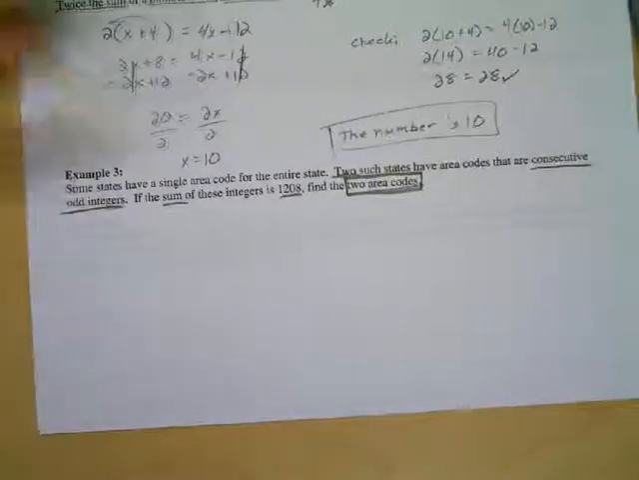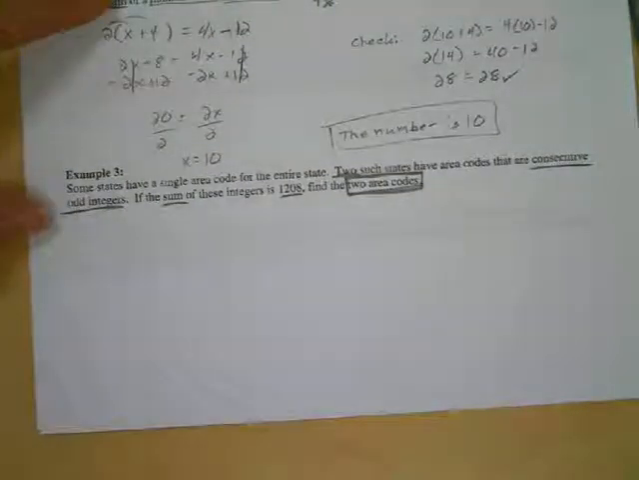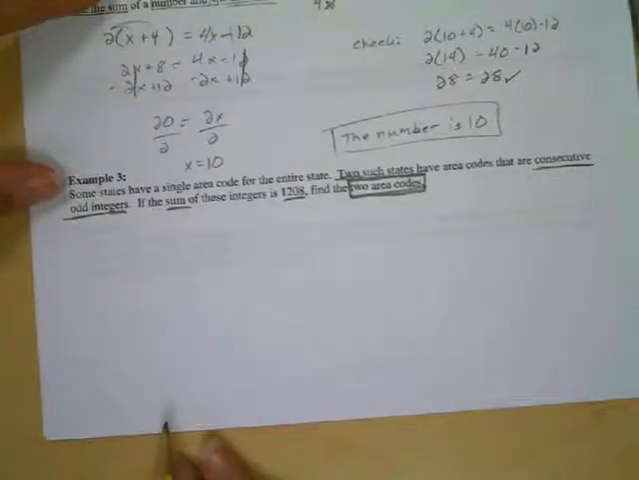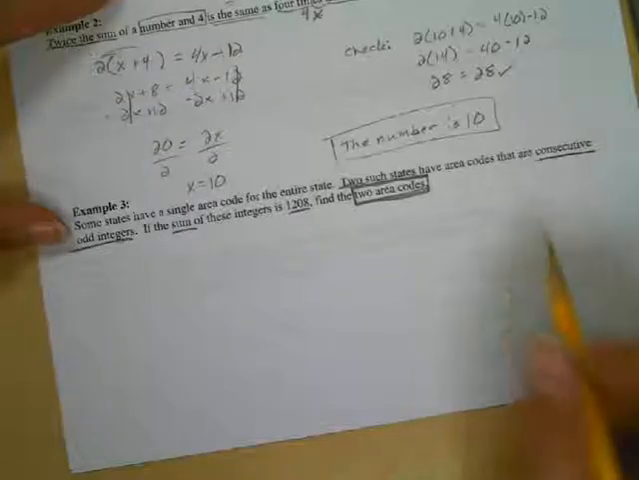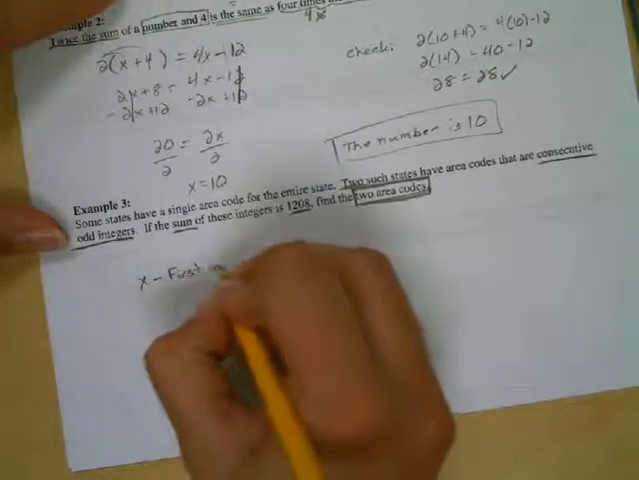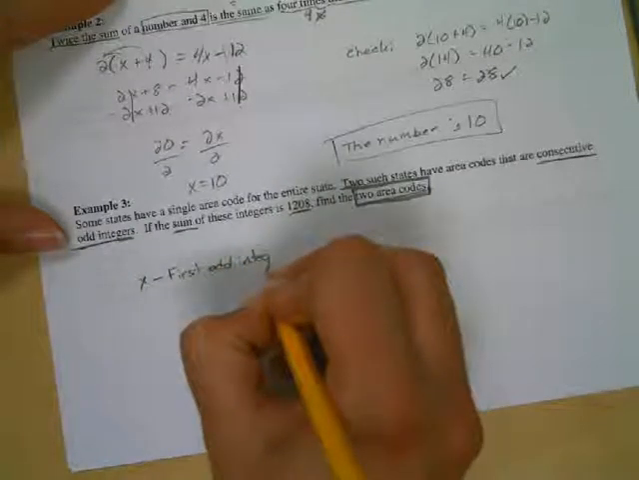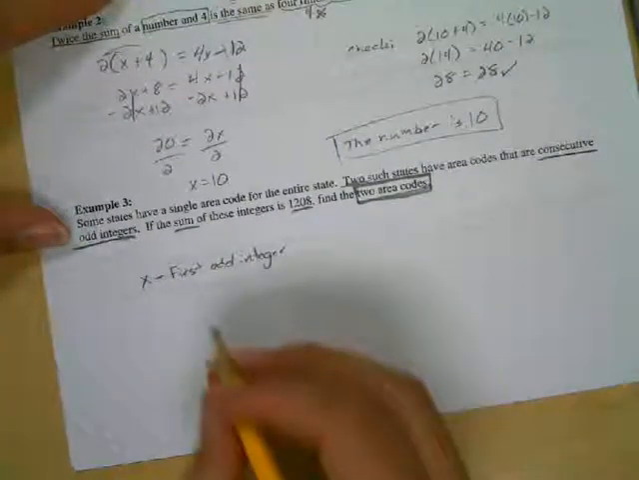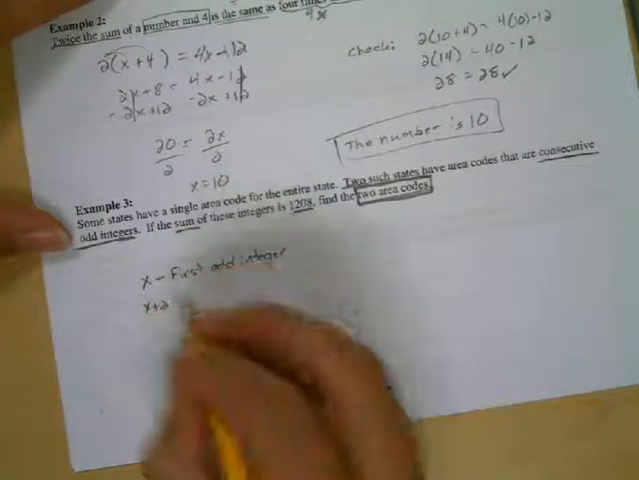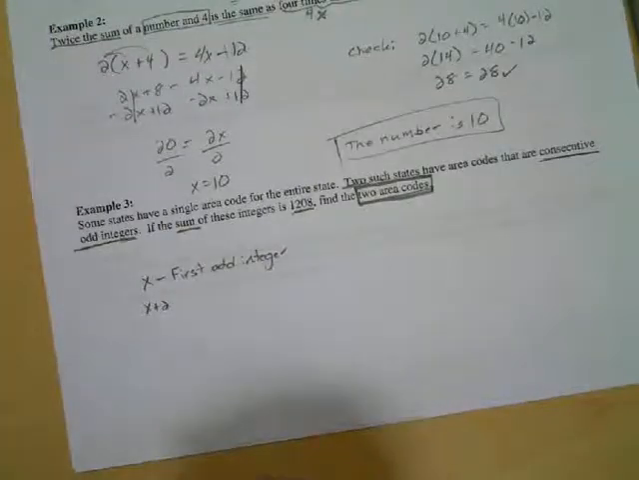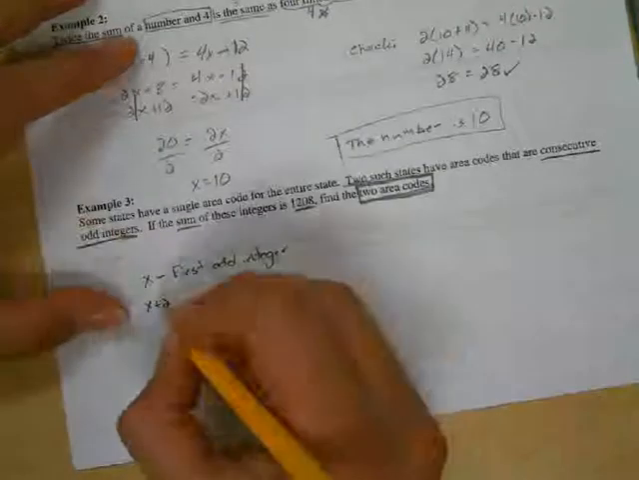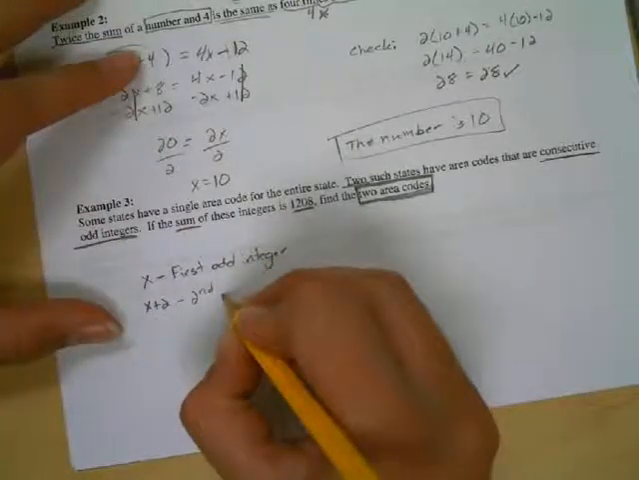So start off, we're going to identify, I have consecutive odd integers. I don't know what the first odd integer is, so I'm going to call that x, and that's my first odd integer. Notice that I'm labeling here. And then, since it's odd integers, we're going to do plus 2 so that we skip the even and go to the next odd. Remember, odds and evens you do plus 2, plus 4, plus 6, plus 8. So this is my second odd integer.